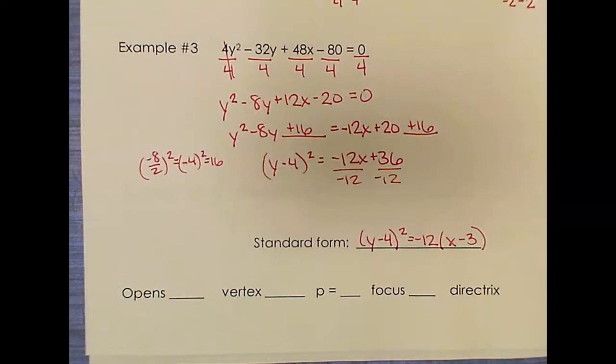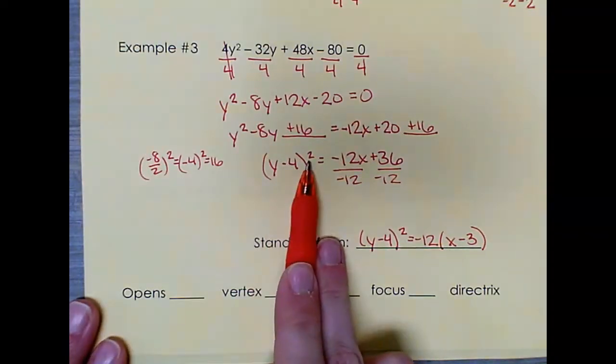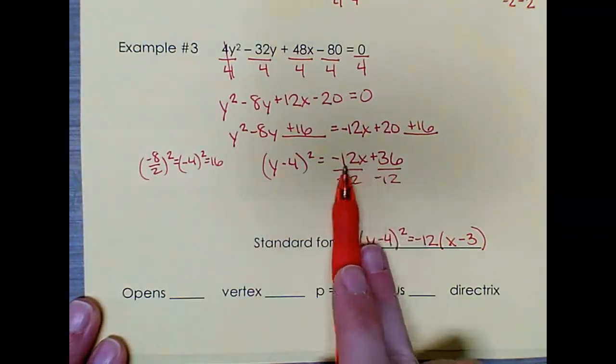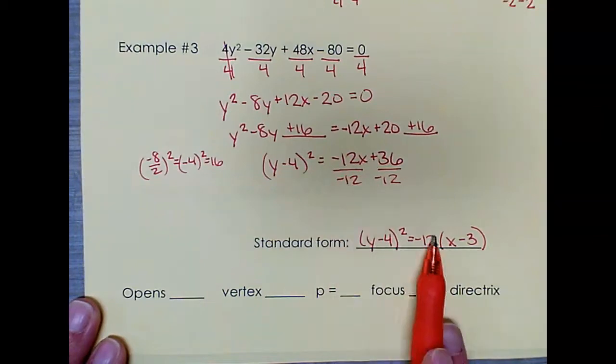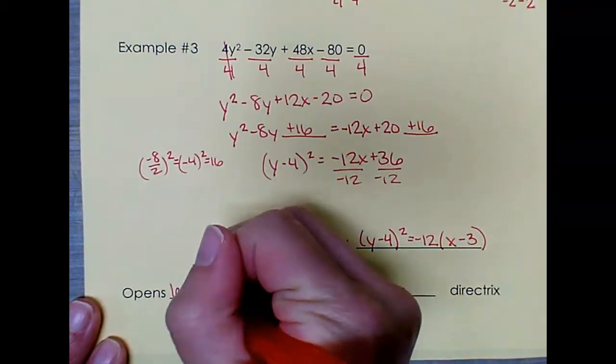So check your work with mine. 16 completes the square, but the factored form is y minus 4 squared. And then if you take out a GCF from the right side, negative 12 should be in place of 4p. Because this is negative, but it's a horizontal parabola, it's opening in the negative direction, that's to the left.